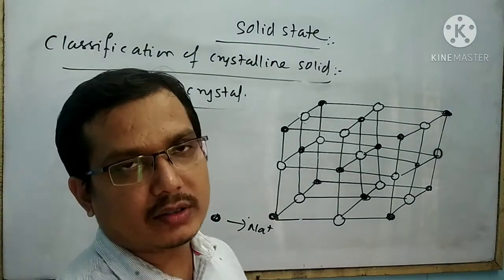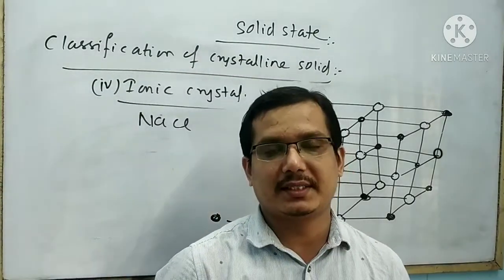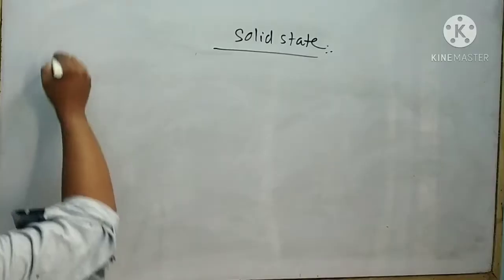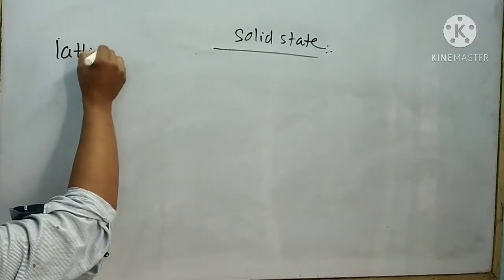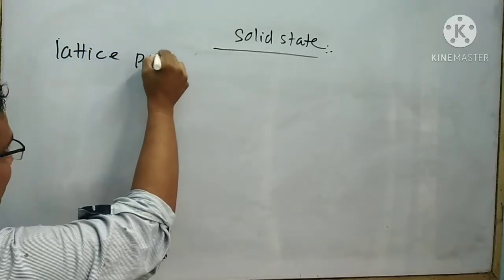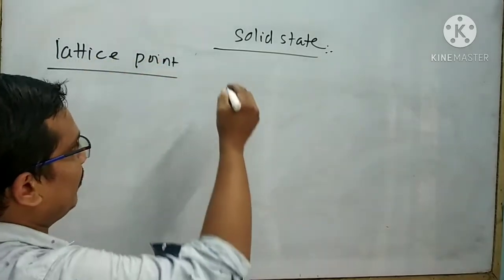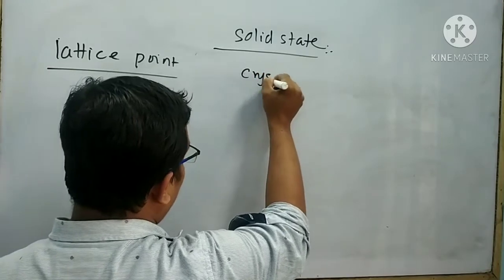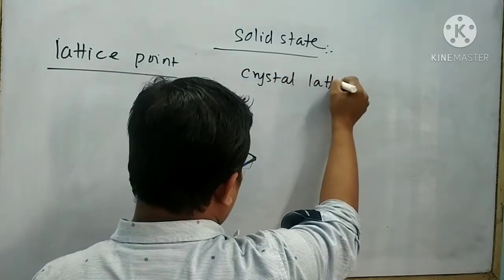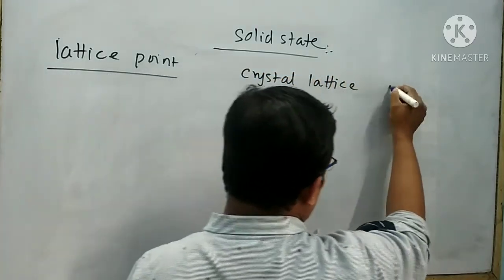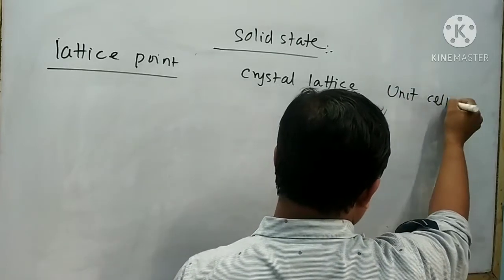These are all about the classification of crystalline solids. Next I will discuss the meaning of lattice point. What is the lattice point? Next I will teach you what is a crystal lattice. Next I will teach you what is a unit cell.